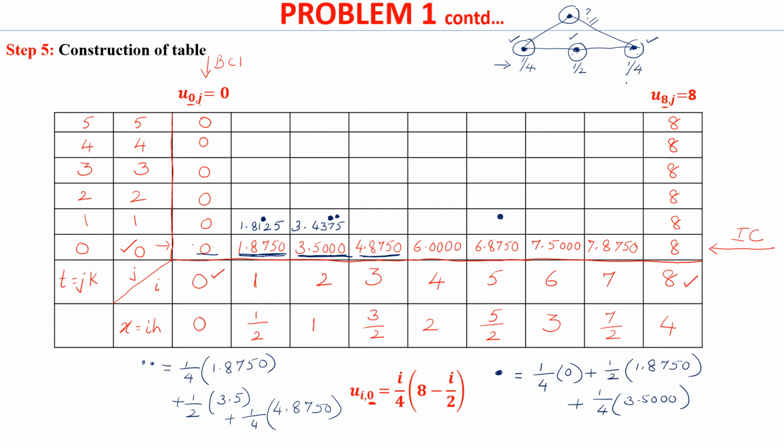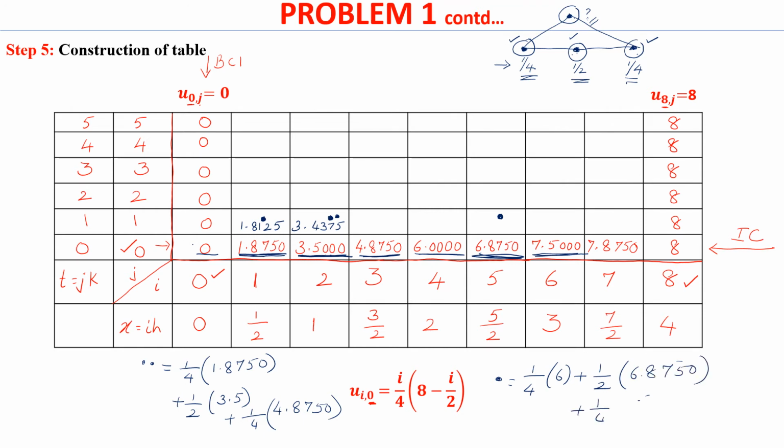Which are the values that you will consider now? So look at the center value in the previous row, the left value, the right value. So look at the ones that you want. The center value is 6.8750, the left value is 6, the right value is 7.5, and the coefficients are 1 by 4, 1 by 2, 1 by 4. So what will that dot mean there? It is 1 by 4 into 6 plus 1 by 2 into 6.8750 plus 1 by 4 into 7.5.